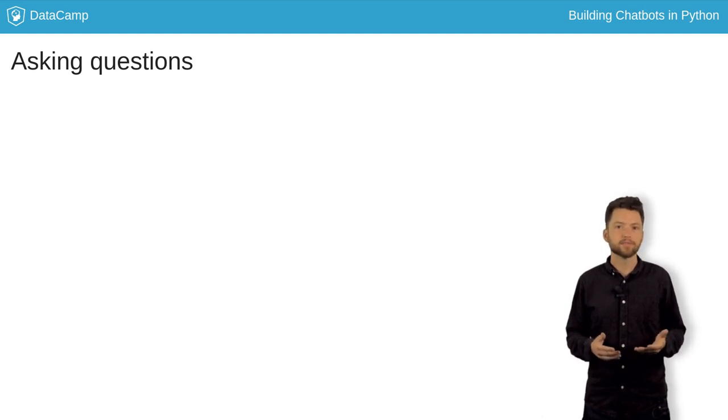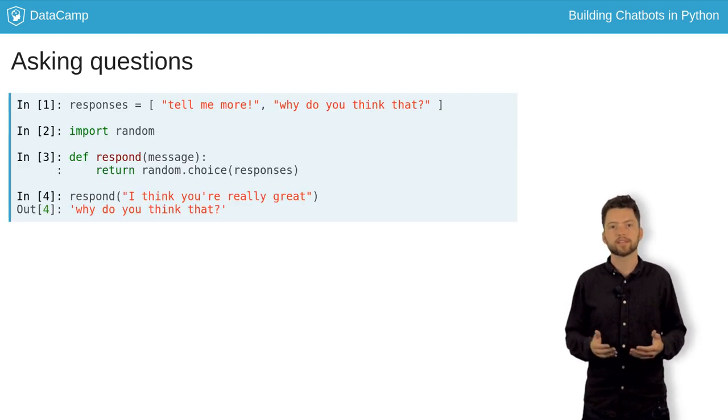Instead of a bland default message like "I'm sorry, I didn't understand you," you can use some phrases that invite further conversation. Questions are a great way to achieve this. "Why do you think that?" "How long have you felt this way?" and "Tell me more" are all appropriate responses to many different kinds of message, and even when they don't quite match, are more entertaining than a boring fallback.